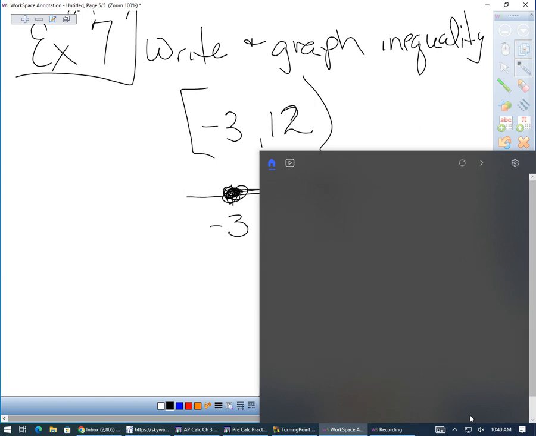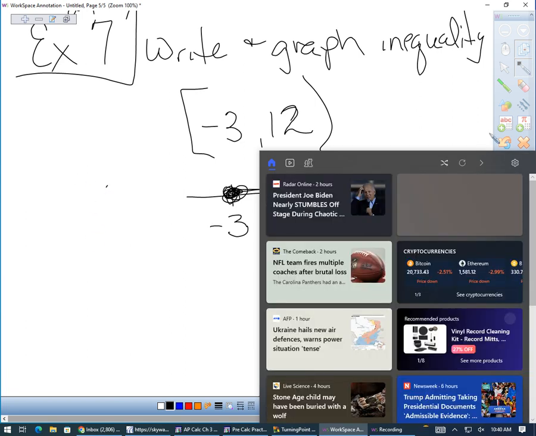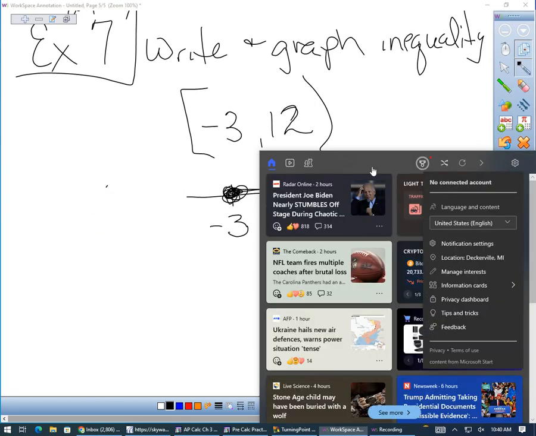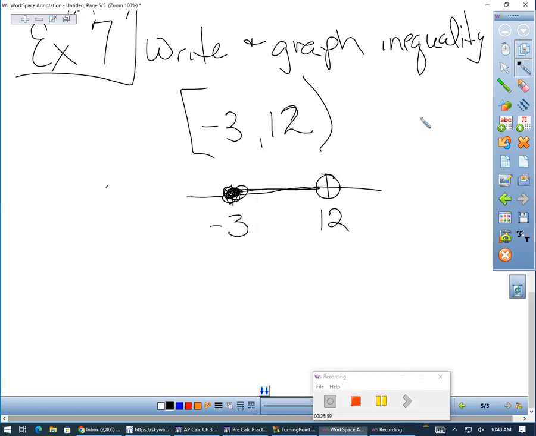Now writing our inequality. Oops, sorry. Get that out of the way. Go away. Yeah, let's not do that.